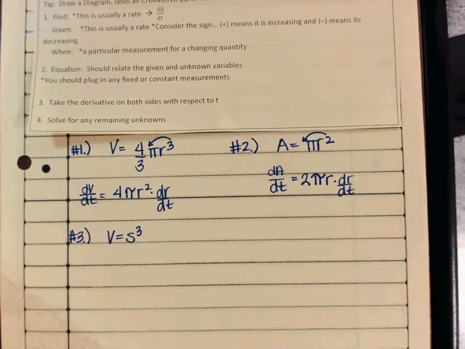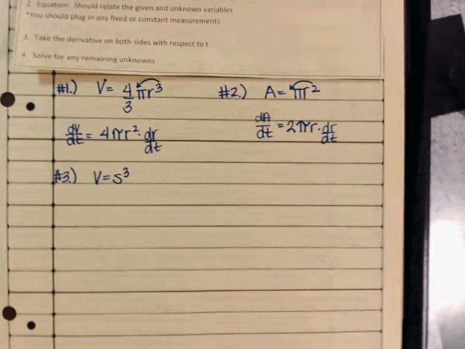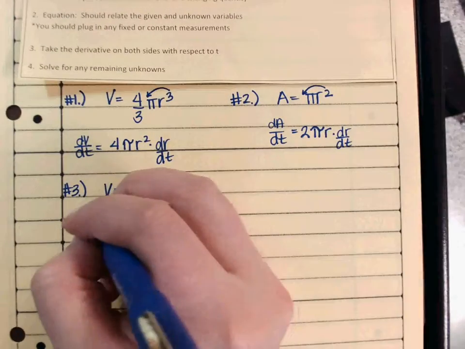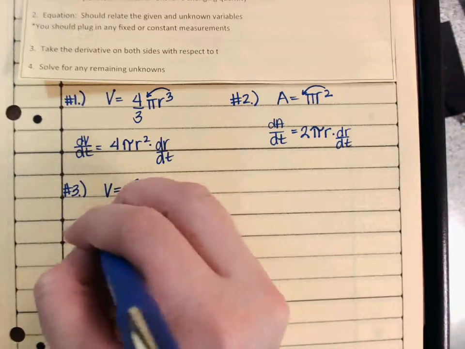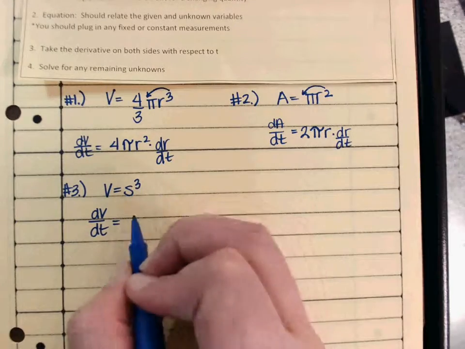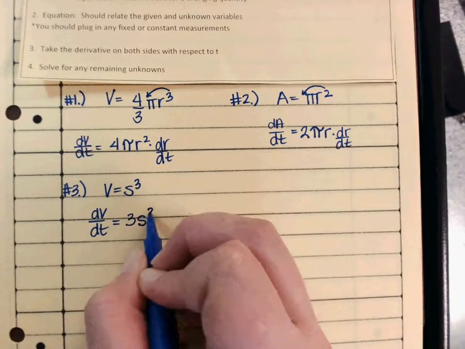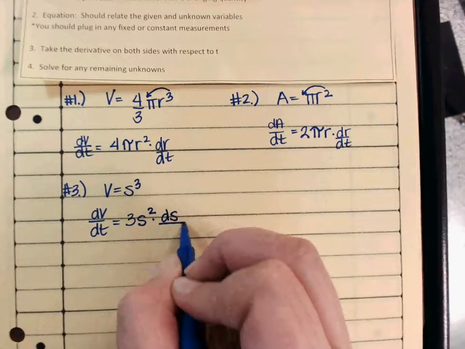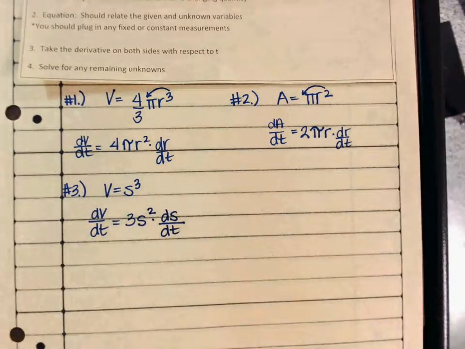What's the derivative of v? dv dt. What's the derivative of s cubed? 3s squared, then what? ds dt. Very good. Okay?